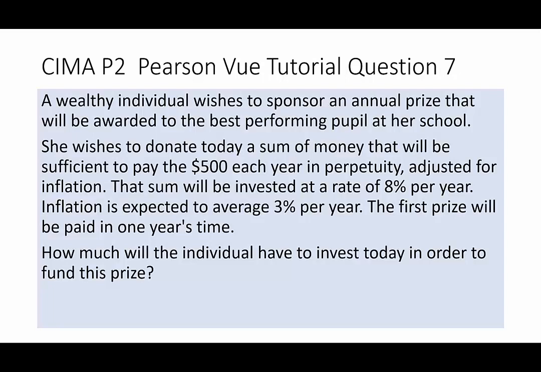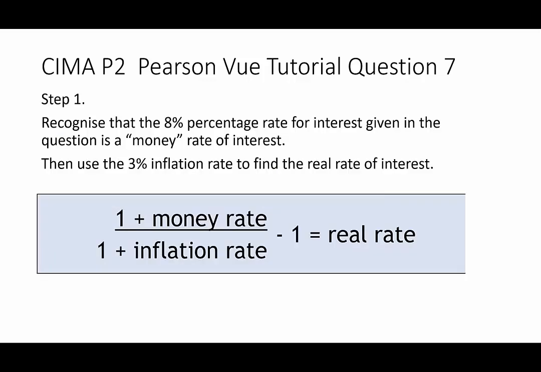Here's the question. A wealthy individual wishes to sponsor an annual prize that will be awarded to the best performing pupil at her school. She wishes to donate today a sum of money that will be sufficient to pay the $500 each year in perpetuity, adjusted for inflation. That sum will be invested at a rate of 8% per year, and inflation is expected to average 3% per year. The first prize will be paid in 1 year's time. How much will the individual have to invest today in order to fund this prize?